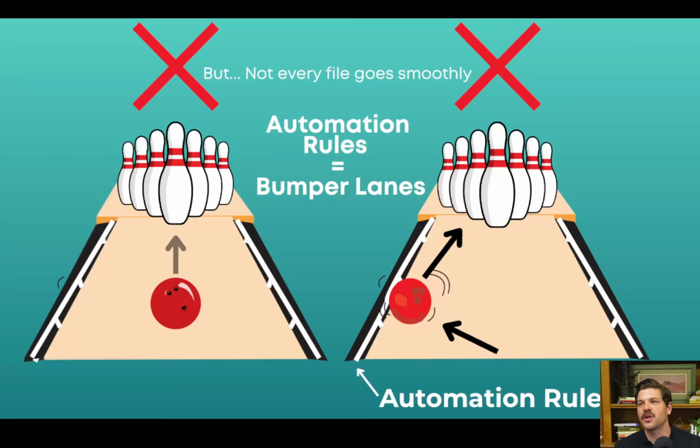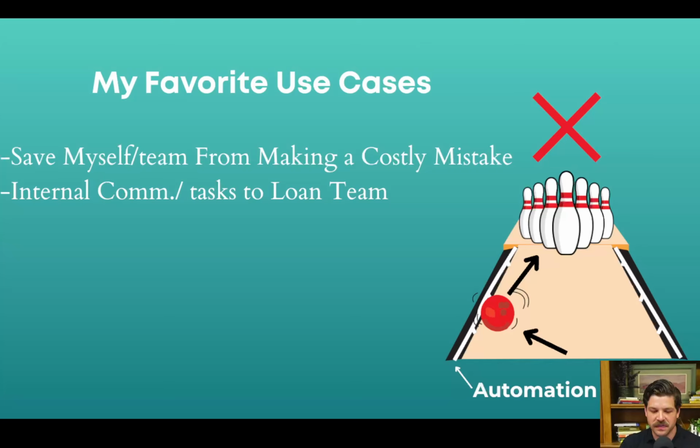There's always conditions. There's always something that pops up, and sometimes those things can be so damaging to the file or to the application that you might not even be able to move forward with the application anymore. And so what I like to do is create these rules to save myself and my team from making a costly mistake. And the last thing I'm getting to is creating the tasks and internal communication with your team.